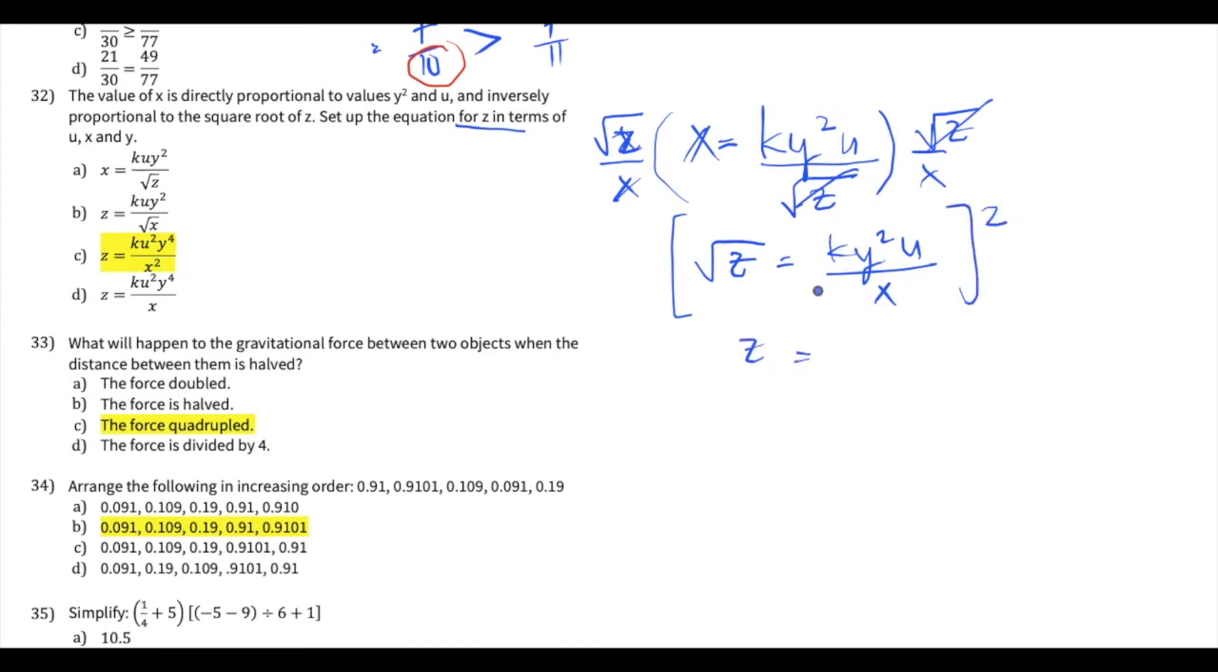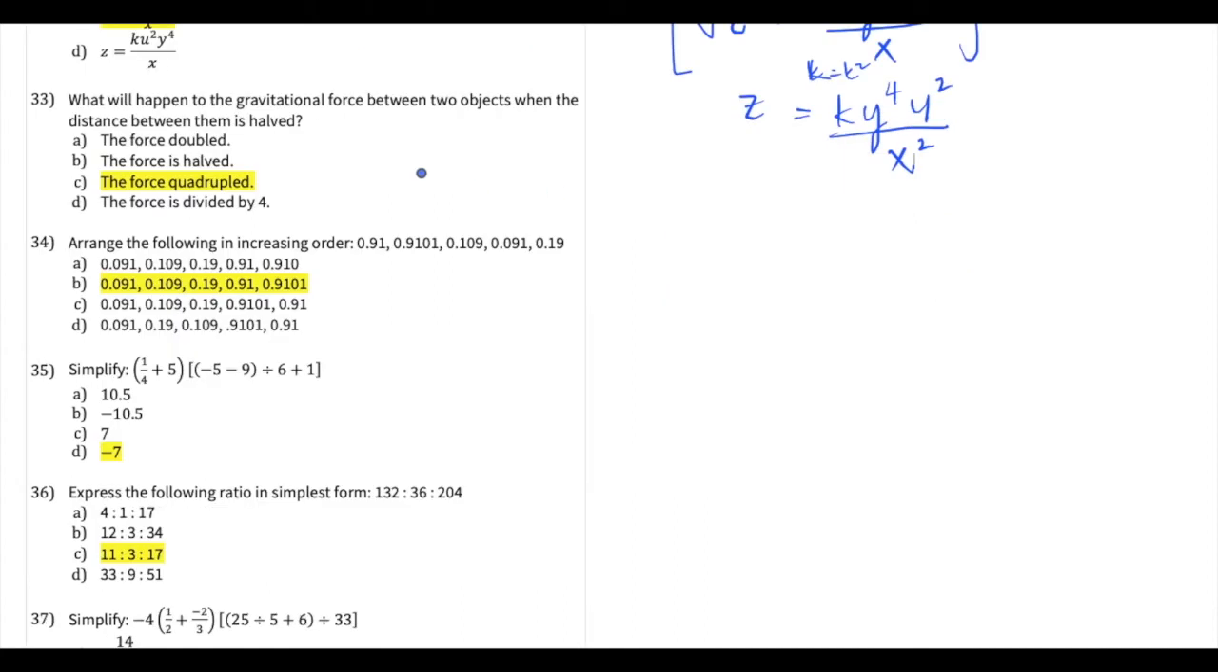Yung k, hindi mo na siya kailangang square kasi it's just a constant. Let's say yung bago mong constant is equal to k squared. So it doesn't matter. Or let's say kahit L yan or what. By convention, we just use the letter K. So we have K, Y raised to 4, U raised to 2, and then X squared. Ni-rearrange lang to. Nagkabaliktad lang U and Y. The final answer is letter C.